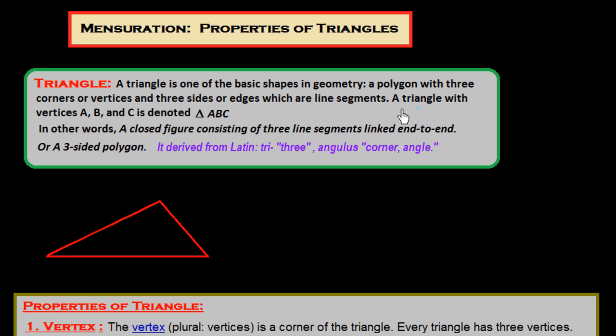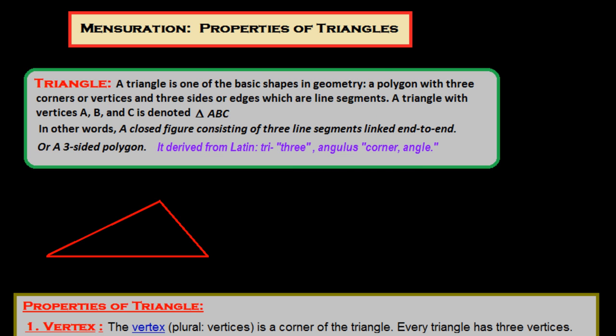A triangle with vertices ABC is denoted by triangle ABC, or in other words, a closed figure consisting of three line segments linked end to end, or a three-sided polygon is called the triangle. The word triangle is derived from the Latin word: tri means three, and angulus means corner or angle.